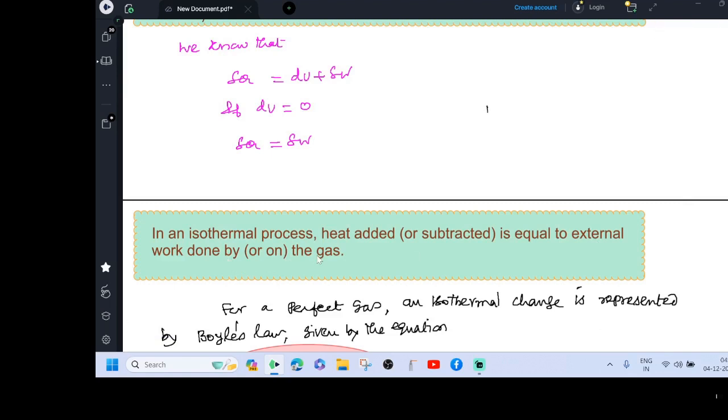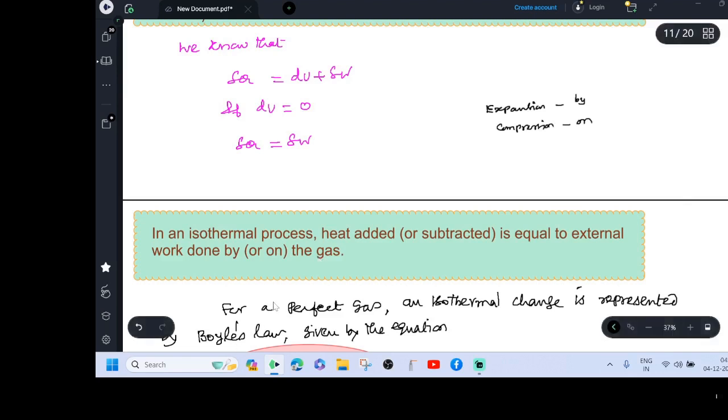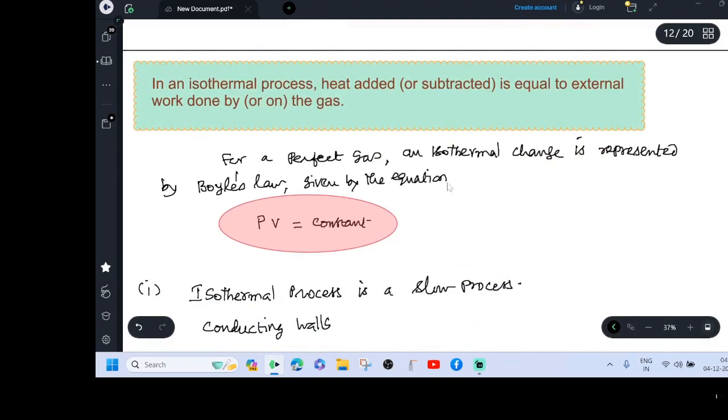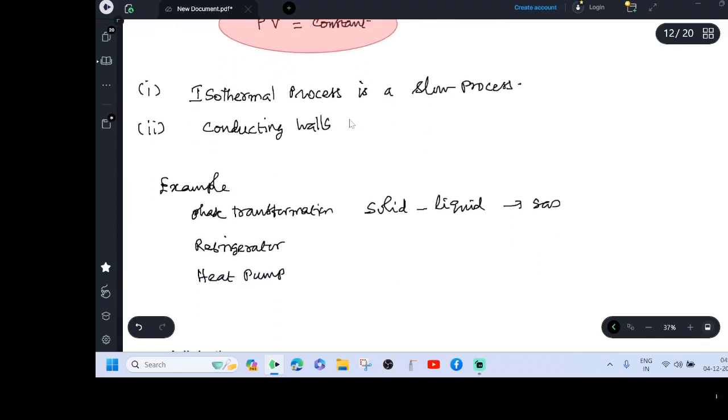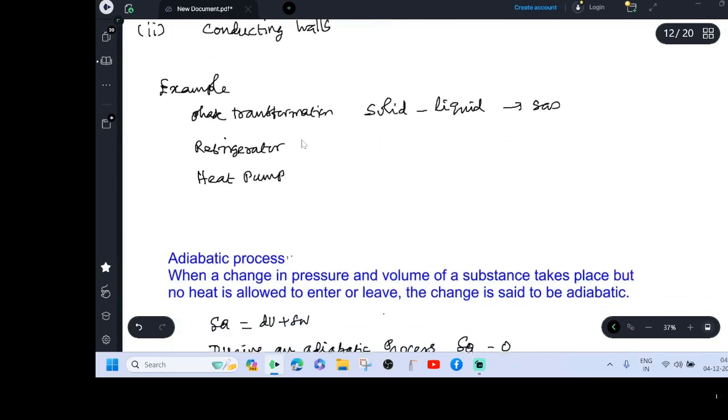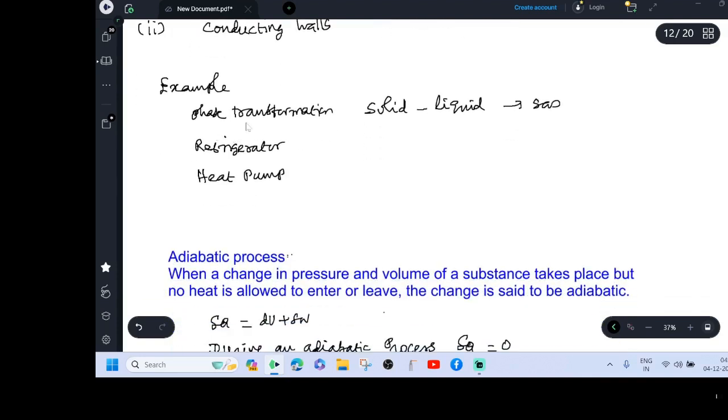If it is isothermal expansion, work is done by the working substance. If it is isothermal compression, work is done on the substance. For a perfect gas, an isothermal change is represented by Boyle's law, that is PV equal to constant. Isothermal process is a slow process. The walls are conducting in nature. These are all the examples: phase transformation, that is solid to liquid, liquid to gas, refrigerator and heat pump.